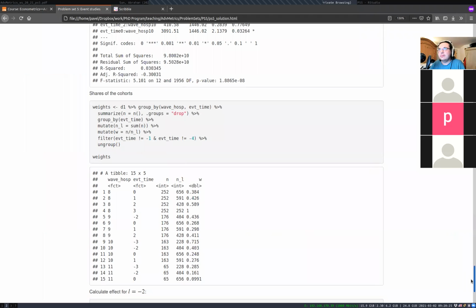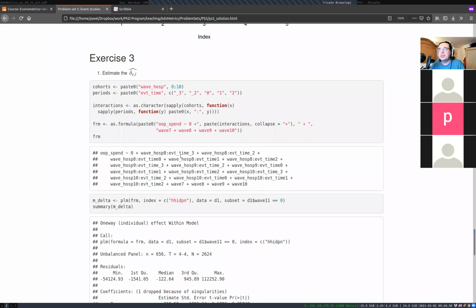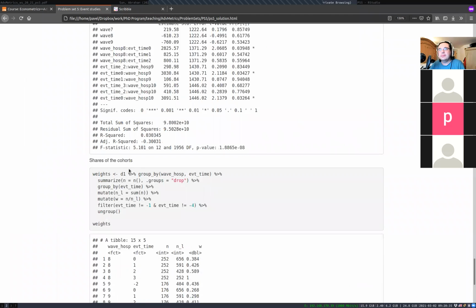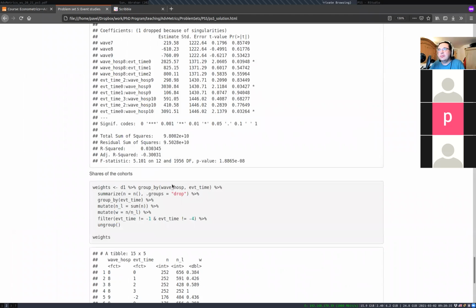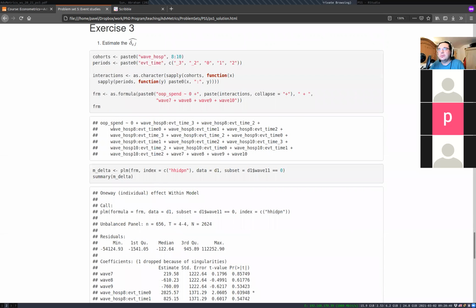As you can see, the methodology proposed in the paper is really easy to implement. We just run some two-way fixed effects models, and the only thing we actually need to do is include some interactions with the cohort dummies.